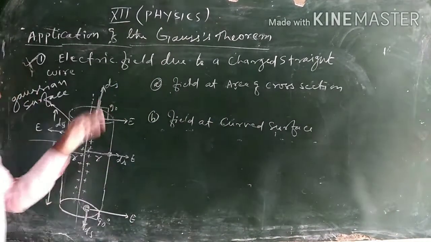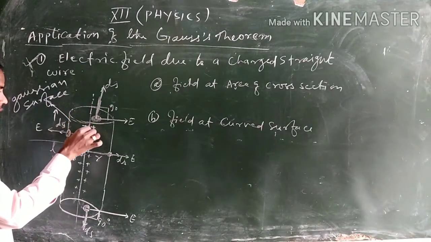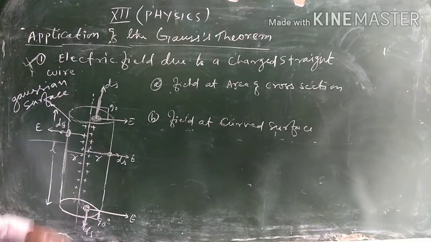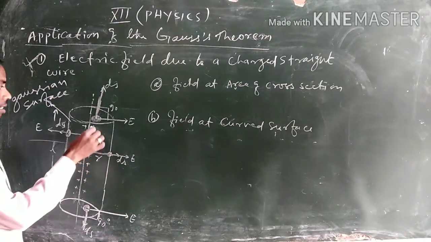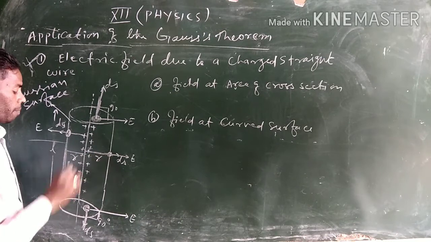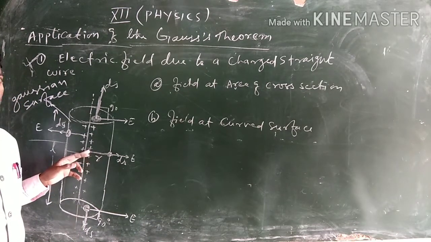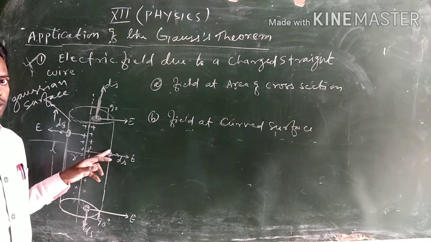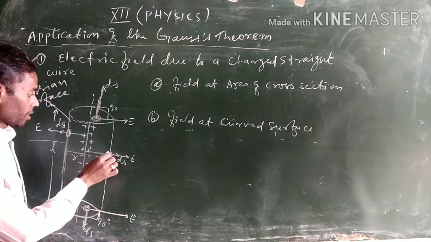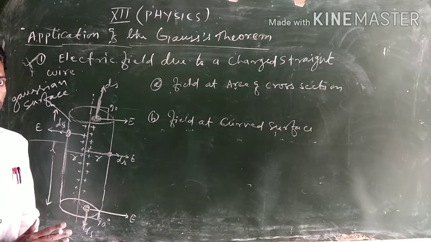Here I have drawn the figure, this one. This is the straight wire, right? This is the straight wire having the charge residing on it. By this charge, there will be an electric field produced, right? Produced where? This ds, that means surface area, right?